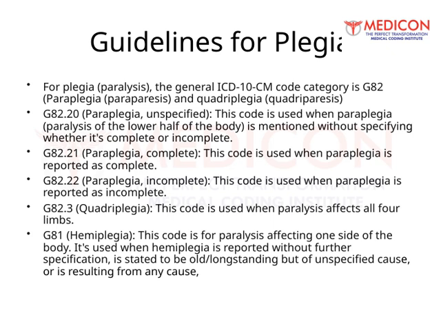It's basically used when the documentation mentions paraplegia but doesn't clarify the severity. Then, if the report states that the paraplegia is complete, we use G8221. And for cases where the paraplegia is incomplete, G8222 is the appropriate code. Moving on, G8223 is used when the paralysis affects all 4 limbs.